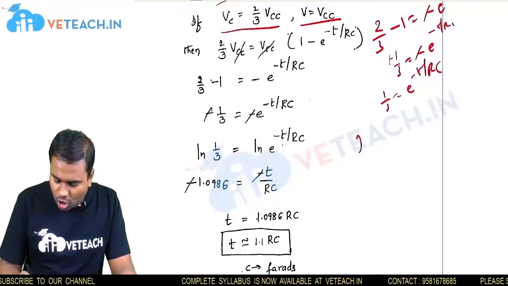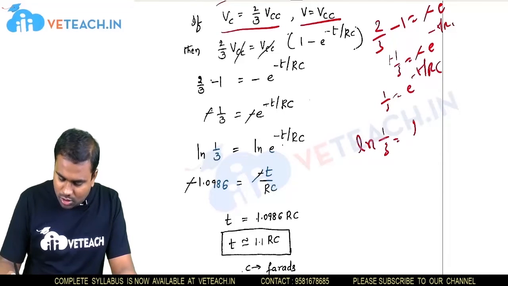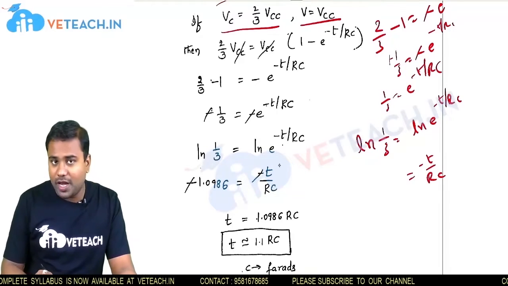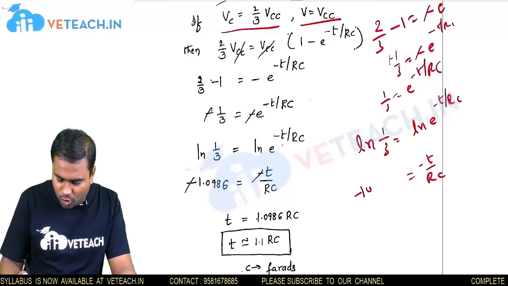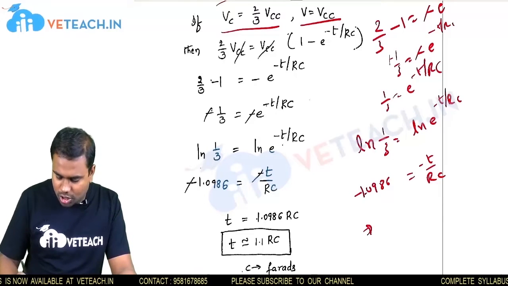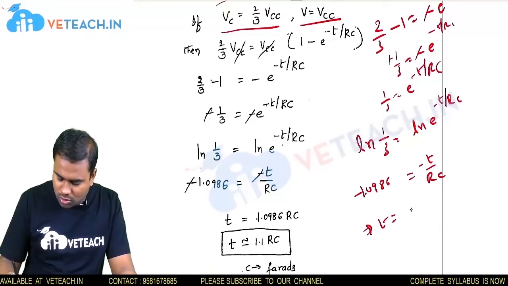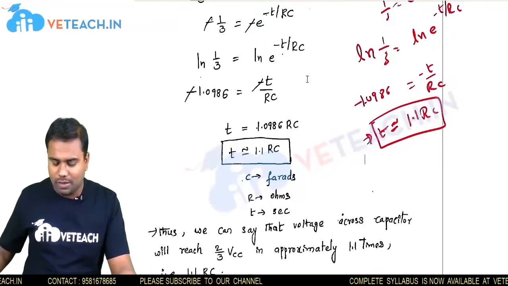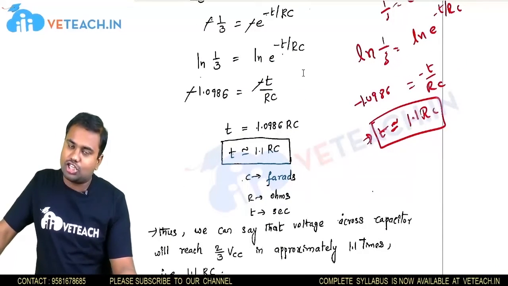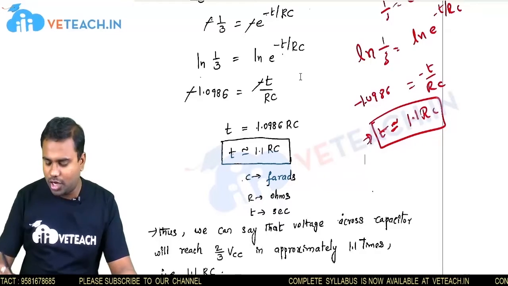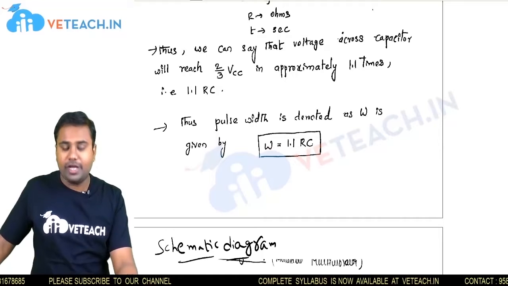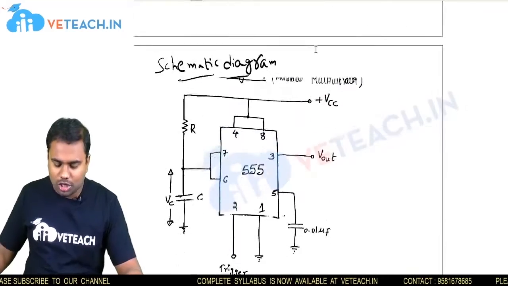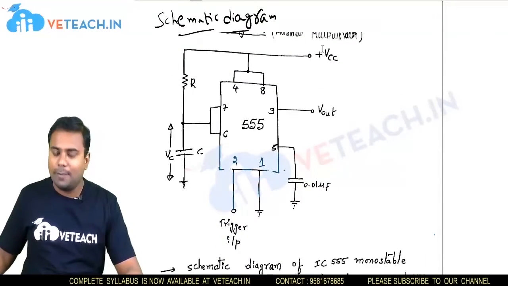So we are going to apply the log on both sides. Ln of 1 by 3 equals ln of e power minus t by RC, which equals minus t by RC. If we apply this log to 1 by 3, then we get minus 1.0986. So we can say that t is approximately equal to 1.1 multiplied with RC, where C is measured in farads, R is measured in ohms, and T is in seconds. Okay, and the pulse width is denoted by W, given by W equals 1.1 into R into C.